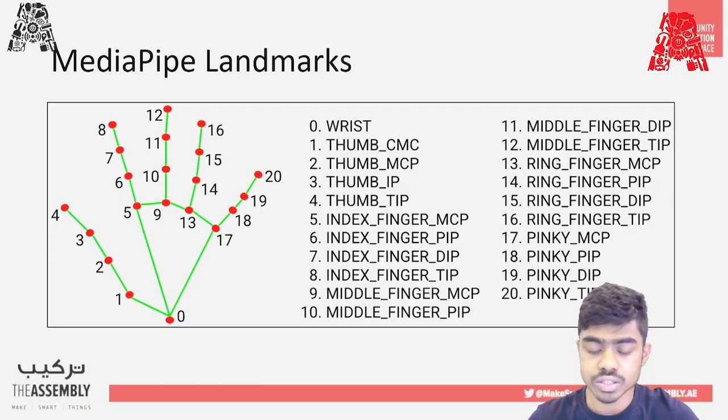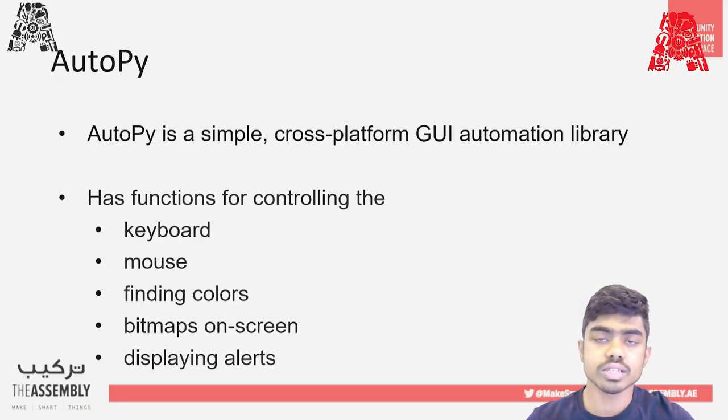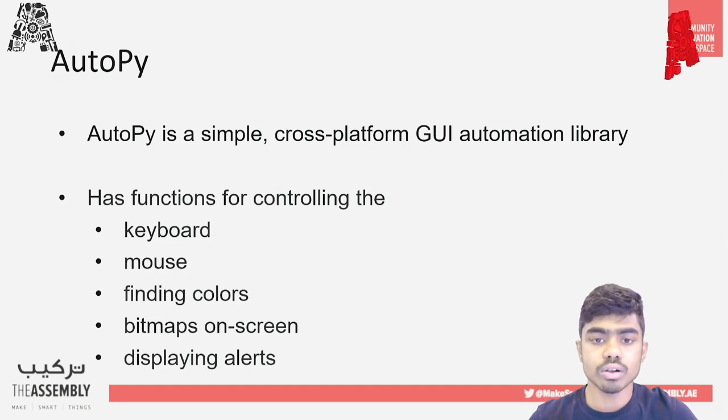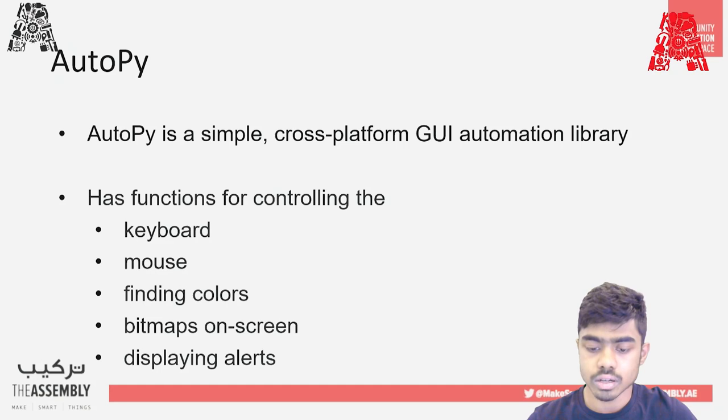These are the MediaPipe landmarks that we're going to use as reference. We will come back to this later once we start the coding. AutoPy is a simple cross-platform GUI automation library. It has a few key functions like controlling the mouse, keyboard, finding colors and bitmaps on screen, and displaying alerts. Now let's get started with the coding.